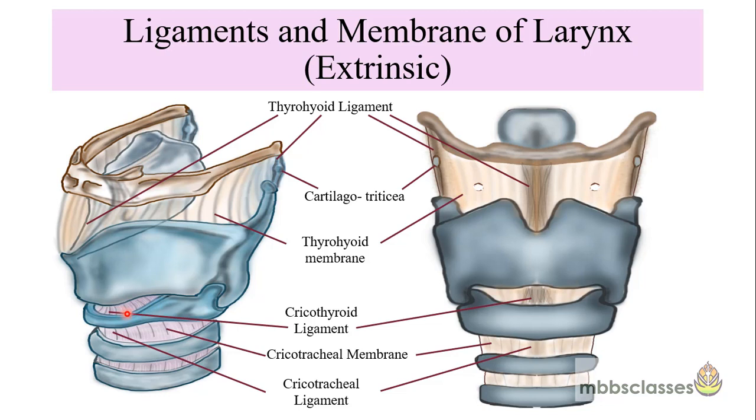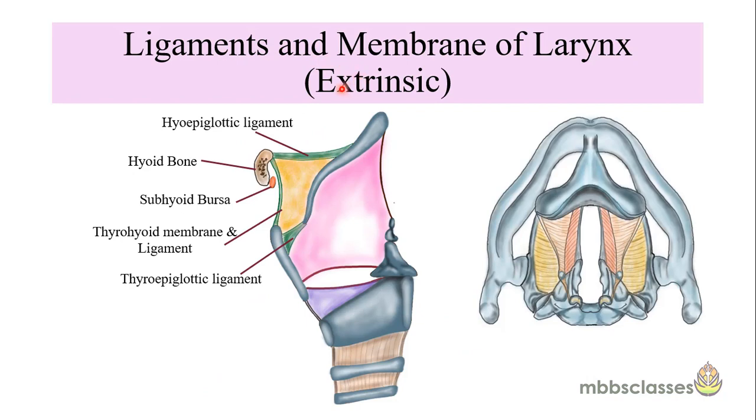Another extrinsic ligament is the cricothyroid ligament, which connects the lower border of the thyroid with the upper margin of the cricoid cartilage. Another extrinsic membrane is the cricotracheal membrane. It connects the first ring of the trachea with the lower margin of the cricoid cartilage, and anteriorly it is thickened to form the cricotracheal ligament. Other extrinsic ligaments are the hyoepiglottic ligament. The hyoepiglottic ligament attaches the posterior aspect of the hyoid bone with the anterior surface of the upper part of the epiglottis.